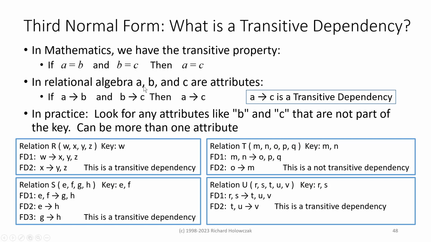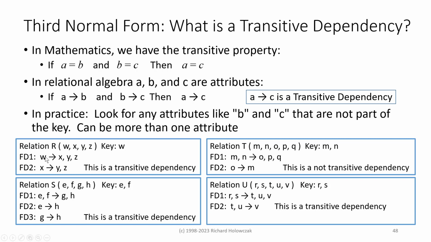In relational algebra, A, B, and C are attributes in a relation. And so we say that if A determines B and B determines C, then we can conclude that A determines C. We would say that A determining C is a transitive dependency. It kind of short-circuits this two-step process. In practice, you're going to look for any attributes, like the B's and C's in this example, that are not part of the key. It can also be more than one attribute, keep that in mind.